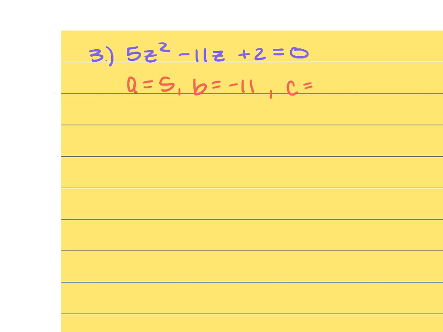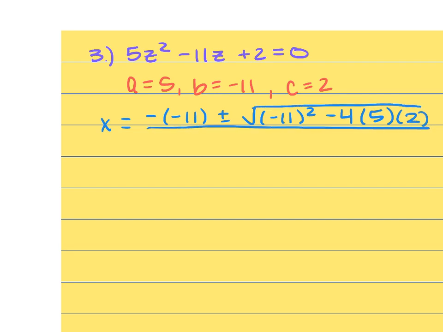We're going to look at number 3. So we have 5z squared minus 11z plus 2 is equal to 0. So our a is 5, our b is negative 11, and our c is 2. So this is going to give us x is equal to negative times negative 11 plus or minus the square root of negative 11 squared minus 4 times 5 times 2 all over 2 times 5.